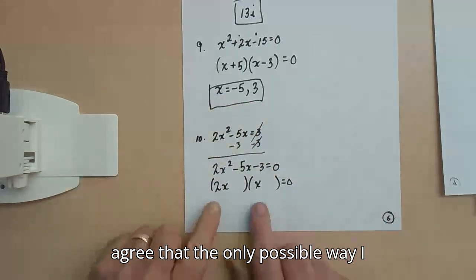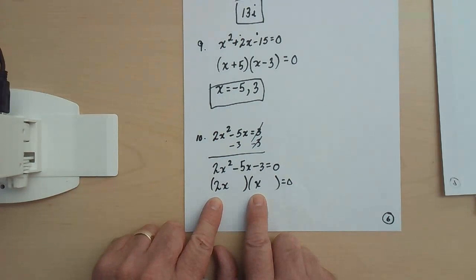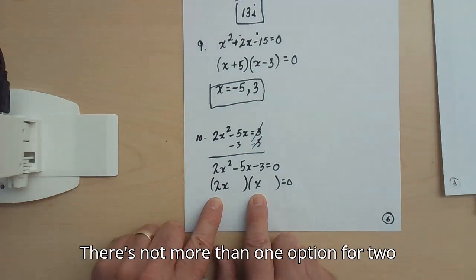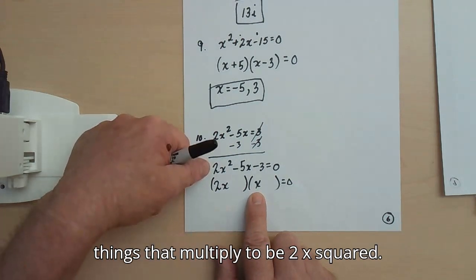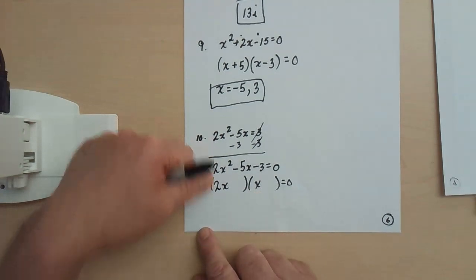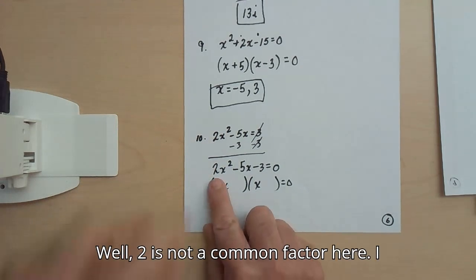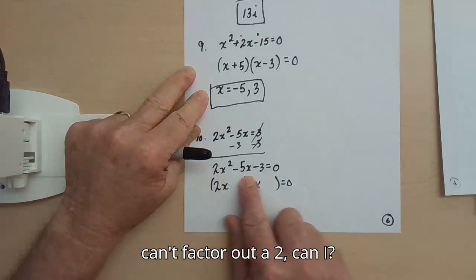agree that the only possible way I could start is 2x times x? That there's not more than one option for two things that multiply to be 2x squared. Why is 2 not on the outside of the parentheses? Well, 2's not a common factor here. I can't factor out a 2, can I?